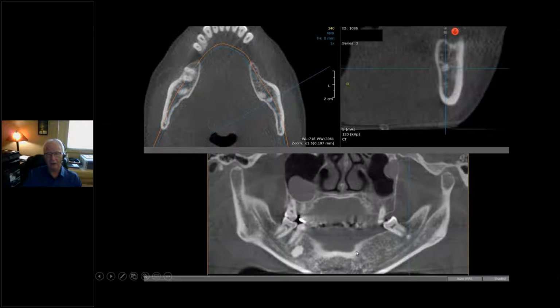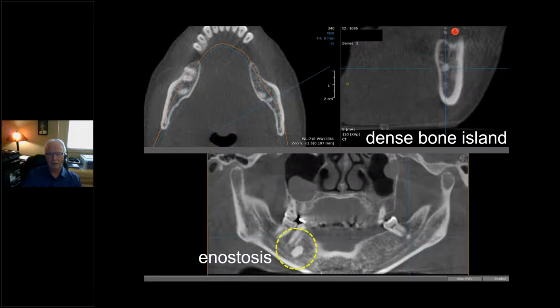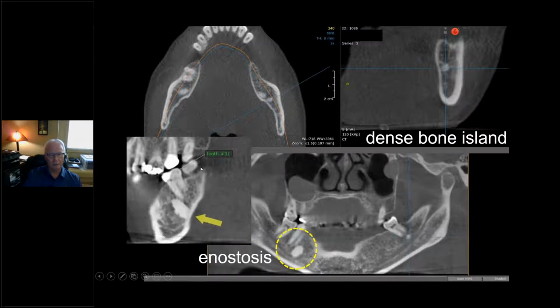So let's go look at the other larger opacity and see if it is an island, a bone island, or whether or not it's an area of osteosclerosis. As an aside, if you look up in the maxillary antra, you can see a large mucus retention cyst in the right and a smaller one in the left, a little less opaque. So dense bone island, osteosclerosis, and here's what it looked like when we imaged it. We showed it to you already in the previous image.